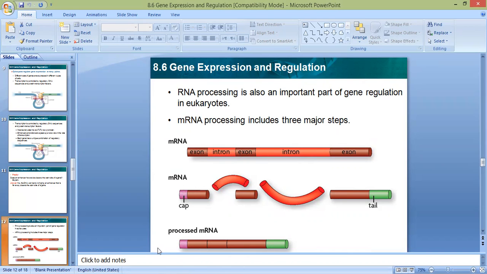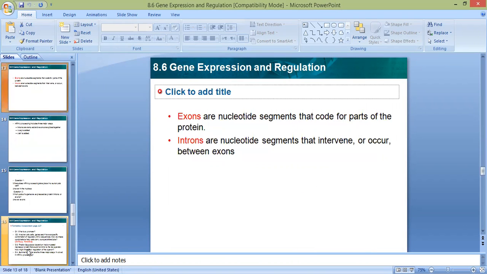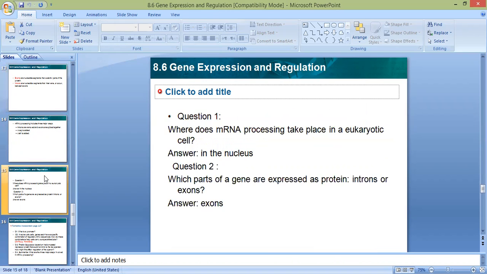Now the mRNA is processed and ready to take this message out to the cytoplasm to be translated into a protein. The exons are nucleotide sequences that code for parts of protein, while introns are nucleotides that don't code for these parts. They don't have genes that code for protein. Okay, this is for section 6.